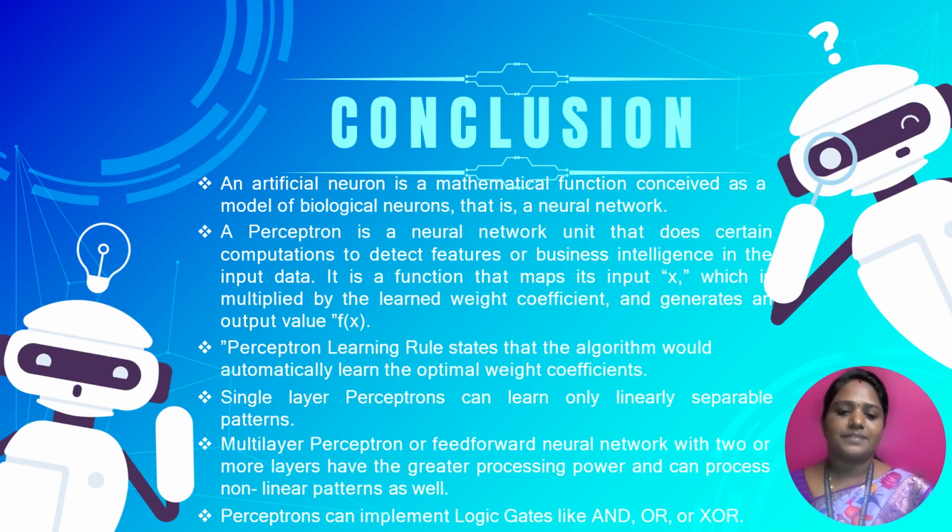The single layer perceptron can learn only linearly separable patterns. A multi-layer perceptron, or feed-forward neural network with two or more layers, has greater processing power and can process non-linear patterns as well. So the single layer perceptron can only implement the logic AND gate and OR gate, but not the XOR gate.